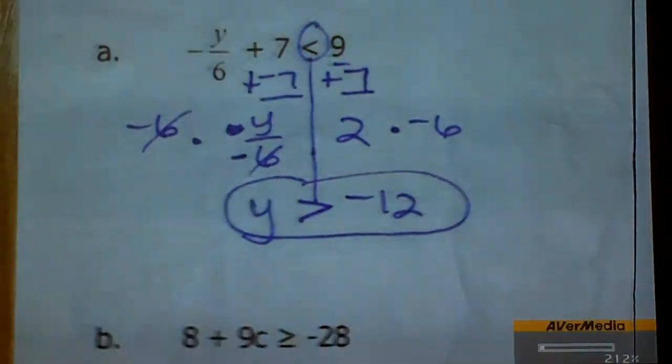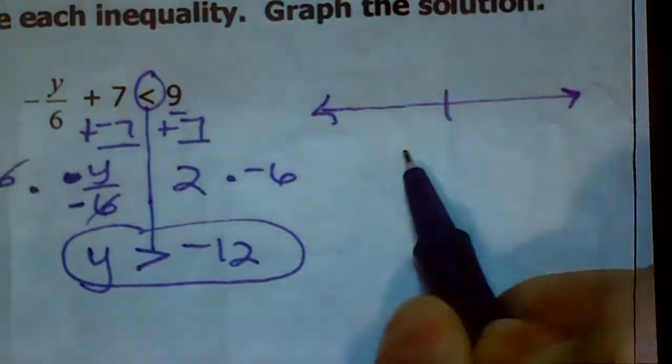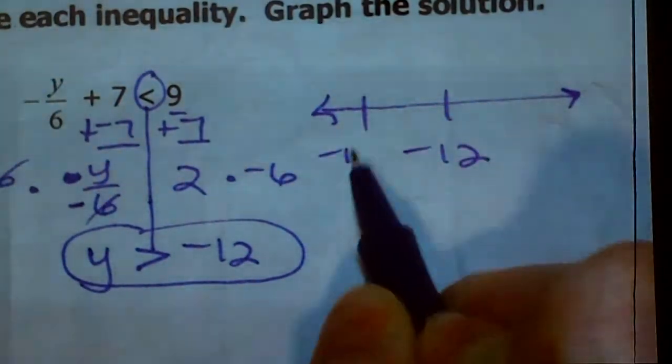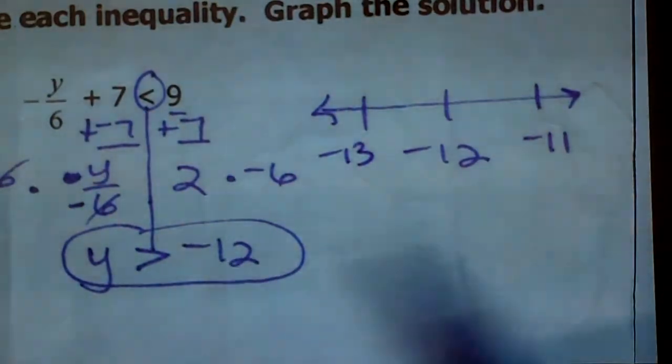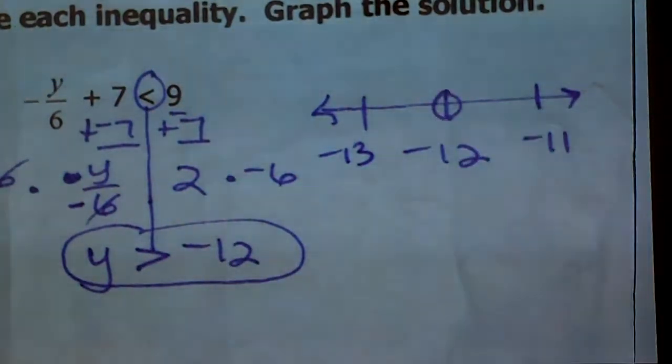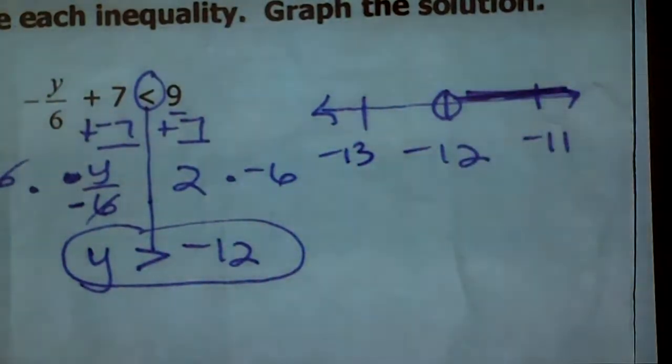Of course we're going to graph this, but you're used to this by now. Do a quick sketch. We're going to put negative 12 in the center, negative 13 to the left, negative 11 to the right. And if y is greater than negative 12, it means it can't be negative 12, so open circle. It can only be the values greater than, so I'm going to shade to the right.